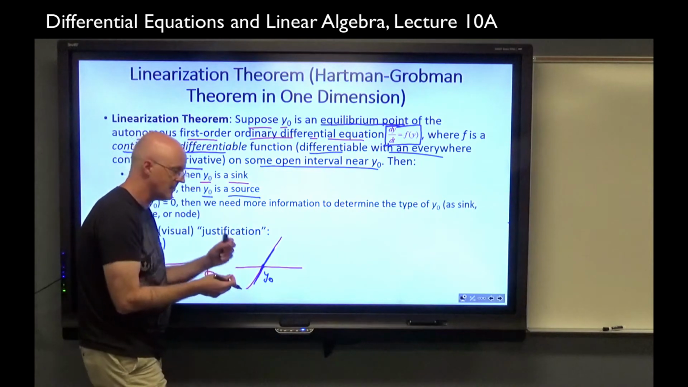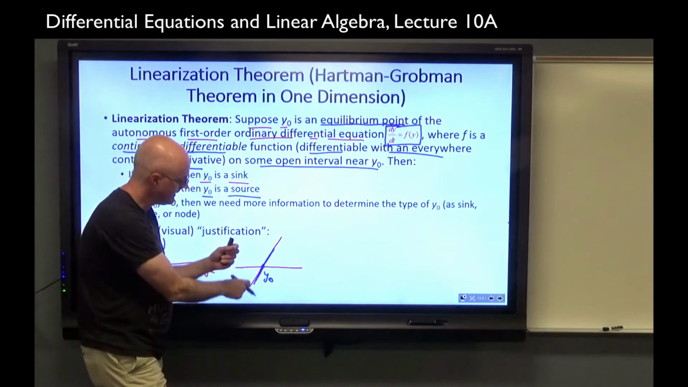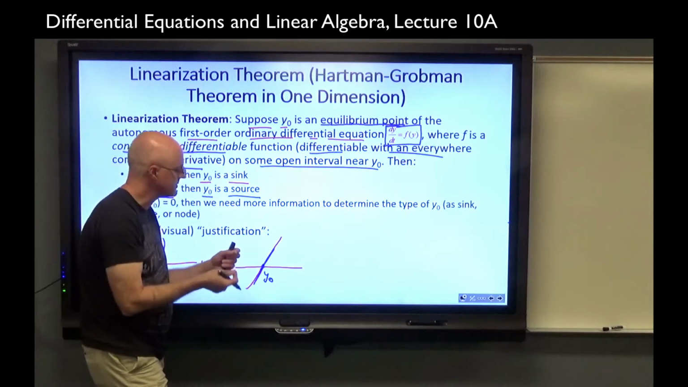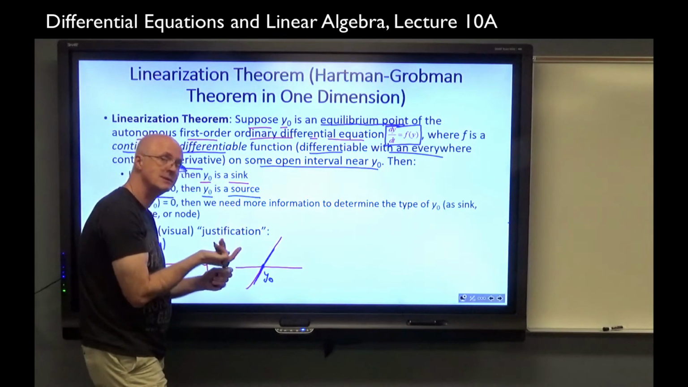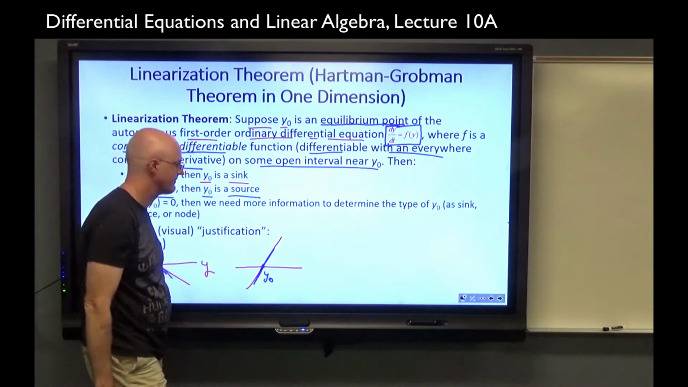In the phase line at the equilibrium point y0, when y is less than y0, f is negative, dy/dt is negative, so solutions decrease. And when you're just above y0, f of y is positive, so dy/dt is positive, so solutions increase. The arrows point away from the equilibrium point. It's got to be a source.